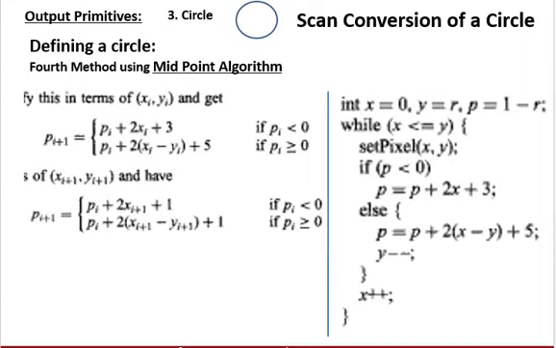In this coding section, in the midpoint algorithm, we define x equals 0 and y equals r. Here, we need to calculate p equals 1 minus r, where r is the radius. If the value of y is greater than x, then we set pixel (x, y), and if the value of p is less than 0, then we will put this formula, which is p equals p plus 2x plus 3. Else, we will put this formula, decrease the value of y, increase the value of x. By this coding section, you can generally implement the midpoint algorithm.